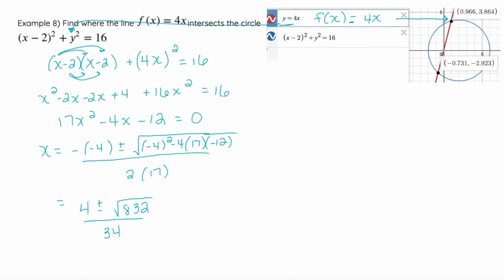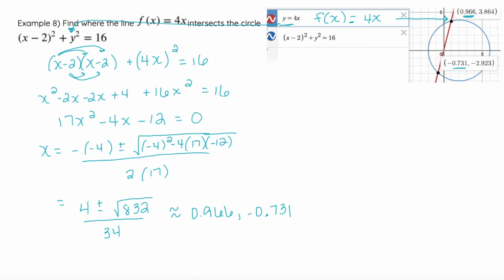We're definitely going to need some decimals here. Since this is just x, we still need to find out what our y values are, because we need to find the two locations. We need an x value and a y value. These x values are then approximately 0.966 and negative 0.731, which certainly match when we plug into our calculator the two x values.